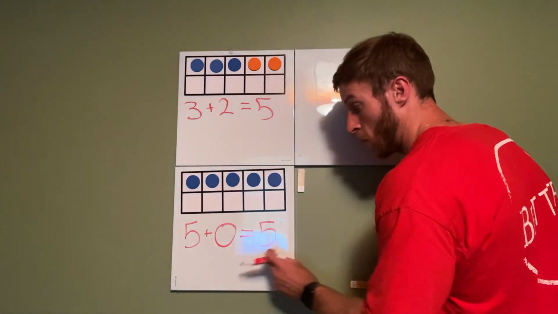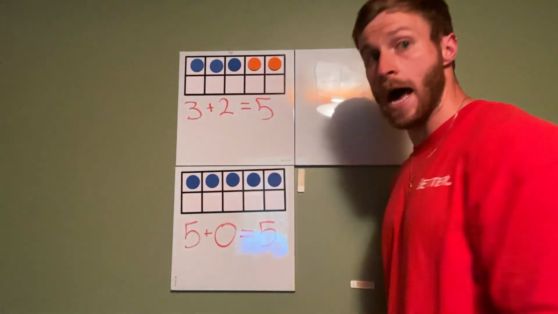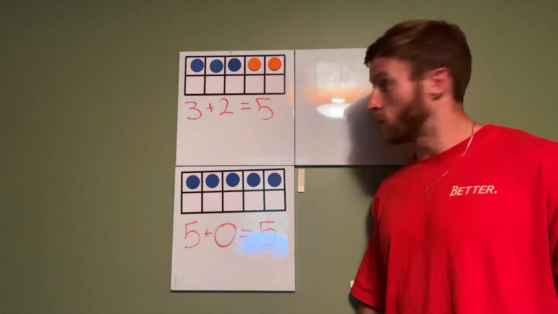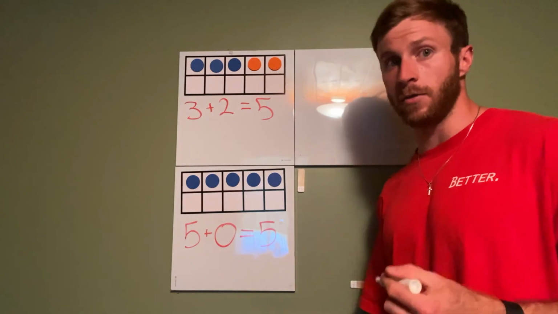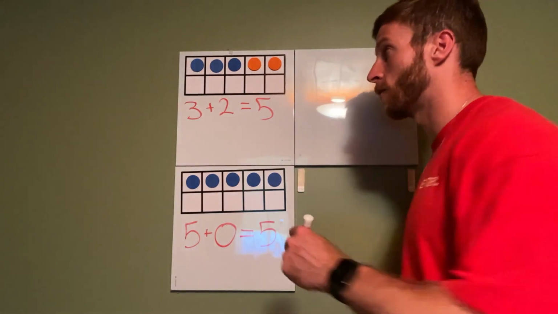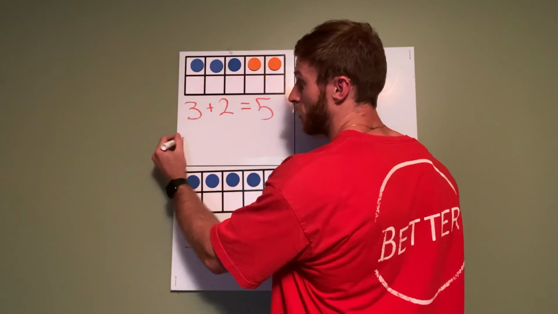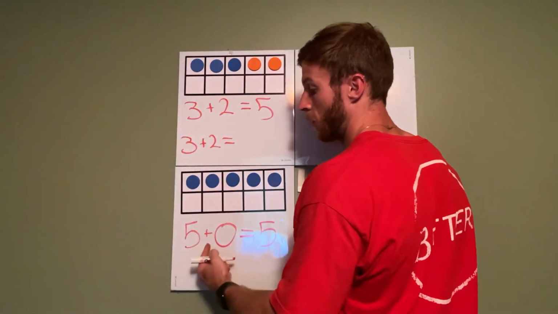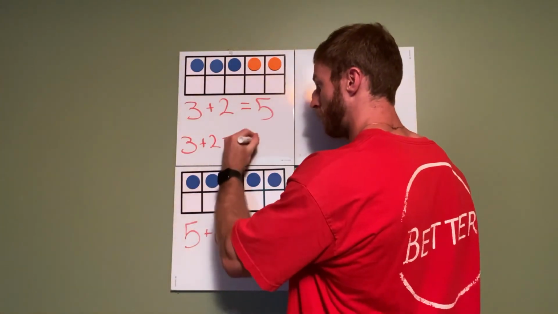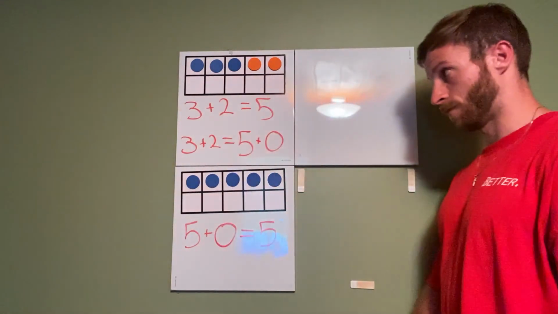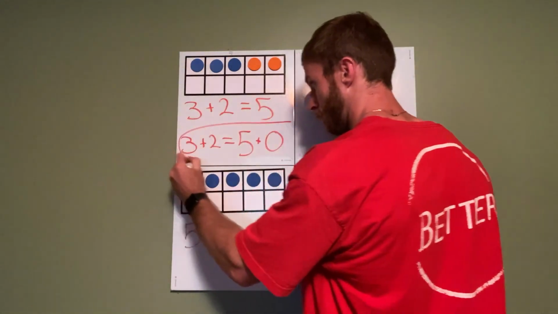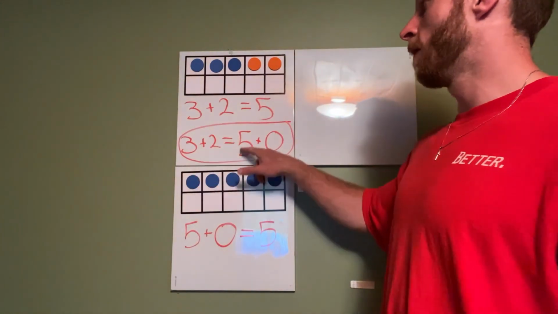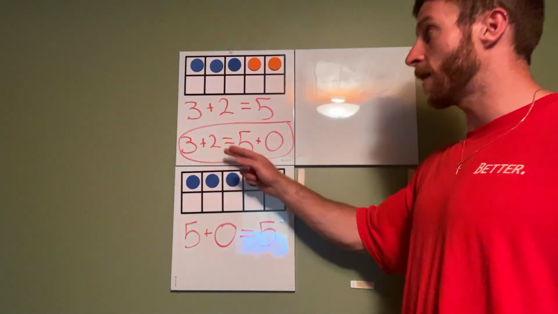So if both number sentences equal 5, can we write them equal to each other? Yes, we can. So I'm going to do that. Watch how I do that, because then you guys are going to be practicing this on your own. 3 plus 2 equals 5 plus 0. Okay, 3 plus 2 equals 5. 5 plus 0 equals 5. So 5 equals 5.